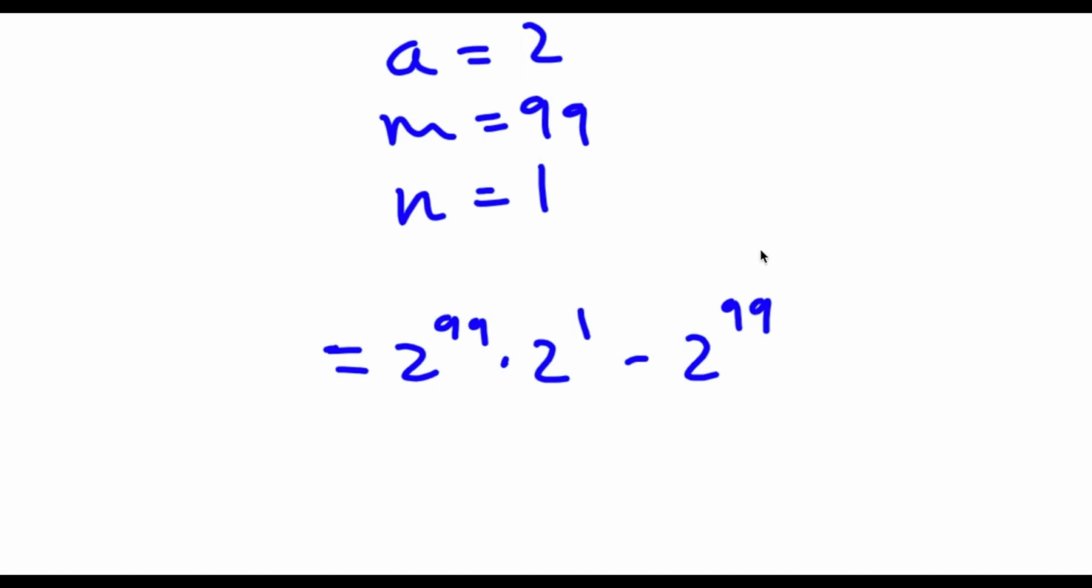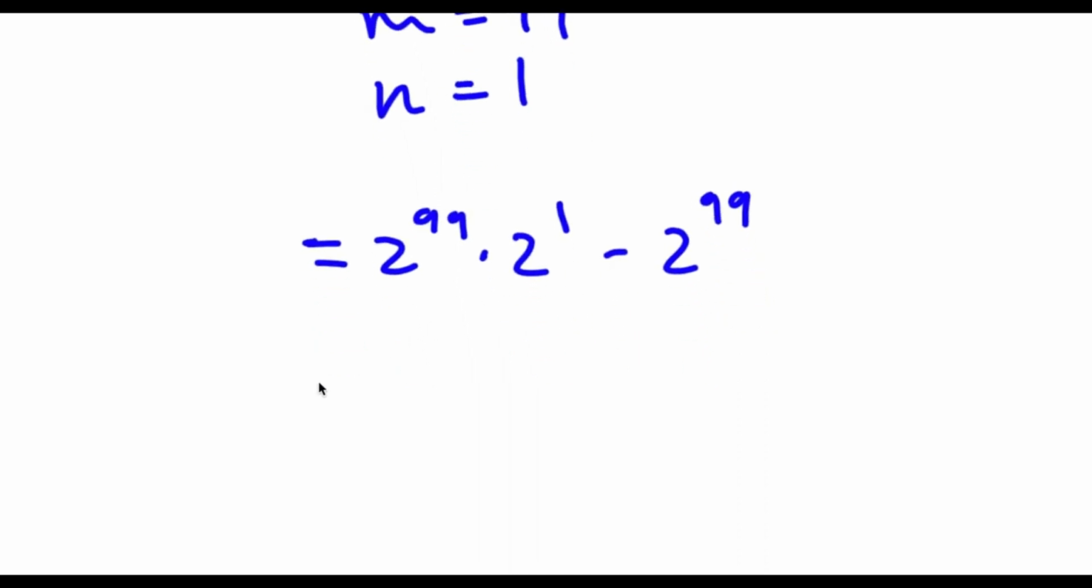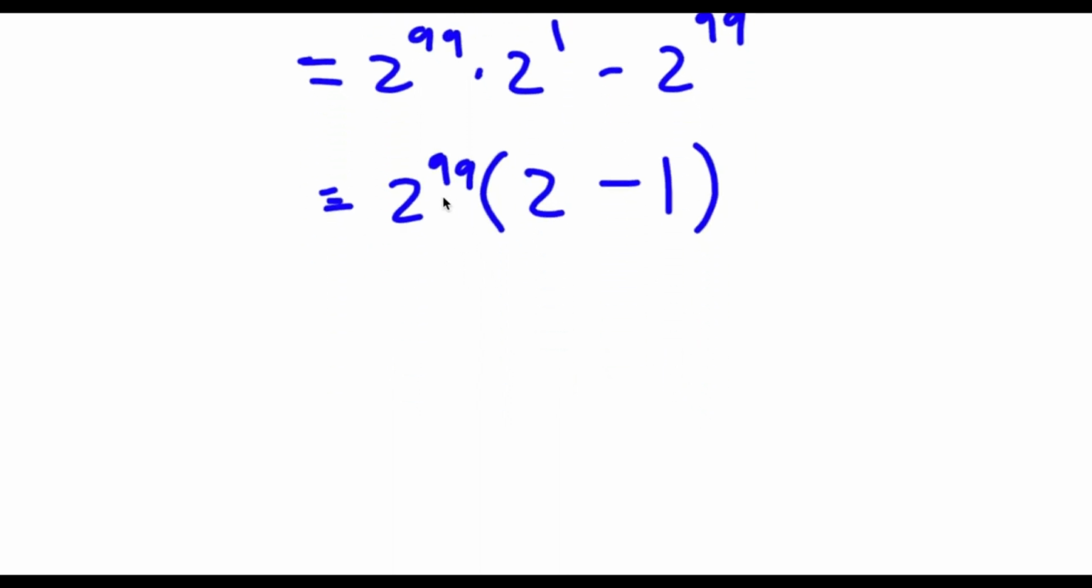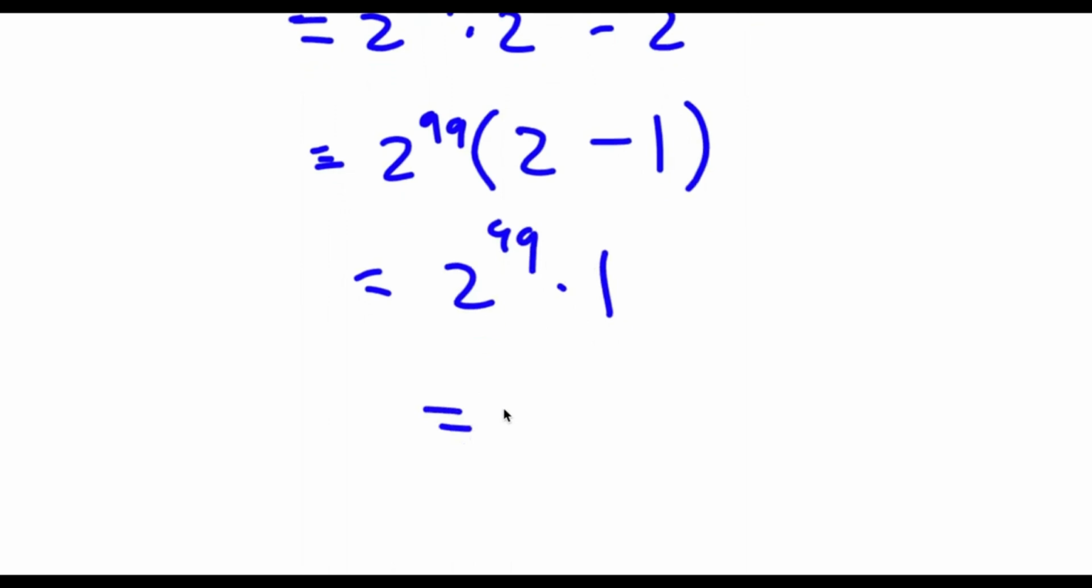Alright, so now, from here, what I'm going to do is I'm simply going to factor out 2 to the power of 99. So now I have 2 to the power of 99 times, well, 2 to the power of 99 times 2 to the power of 1 divided by 2 to the power of 99 is simply 2, minus 2 to the power of 99 divided by 2 to the power of 99 is 1. So now I have 2 to the power of 99 times 2 minus 1. Well, 2 minus 1, that's simply equal to 1, so I have 2 to the power of 99 times 1, and this is equal to 2 to the power of 99. So this is my answer.